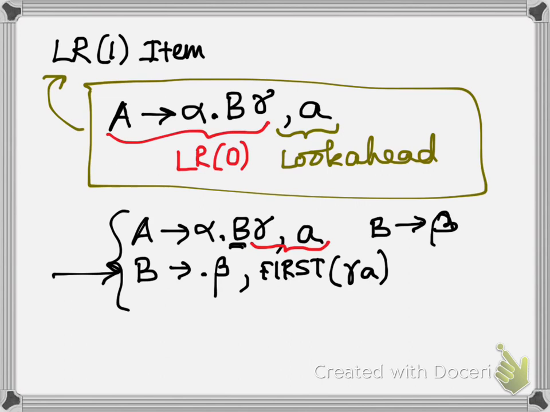So first we take the first of whatever is remaining after the symbol which we have expanded. So B is here. So we added the item for B with a dot in the beginning, and then we added as look ahead the first of whatever is remaining after it. So gamma A, we take the first of it. So we continue in this manner.